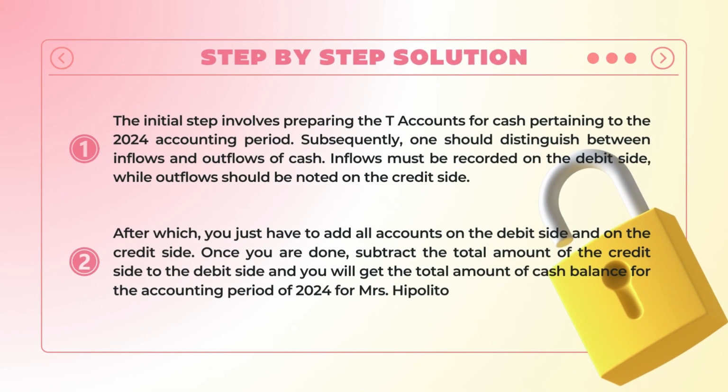After preparing the T accounts, we will be distinguishing what are the inflows and outflows to these accounts. Then put them to their corresponding sides, may it be on debit side or credit side. After identifying which is which, get the total amount of both debit and credit side, then subtract these amounts to each other, and we will be getting the cash balance for the accounting period 2024.